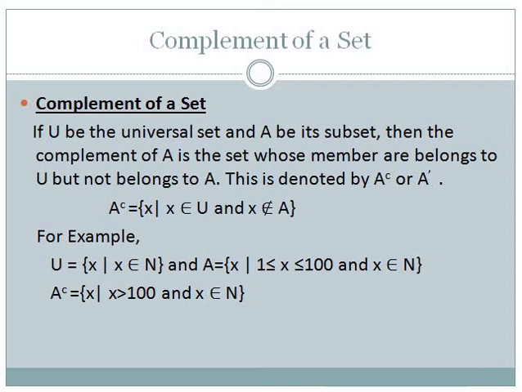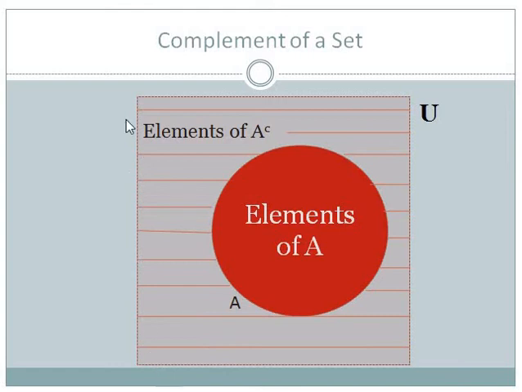So how do we represent the complement set by Venn diagram? You have to draw a rectangle to represent the universe, and draw the subset A as a circle inside the universe. Inside A are all the elements of A, and outside A are all the elements of A complement. So this is the Venn diagram representation of the complement set.